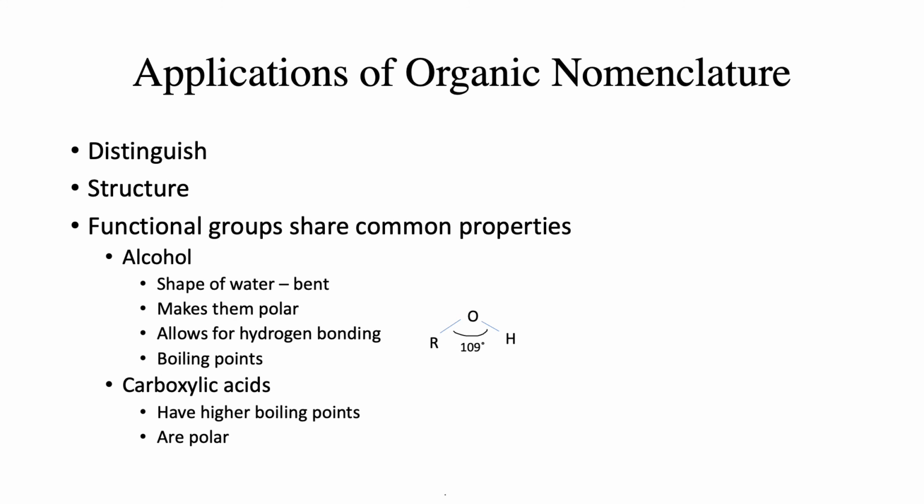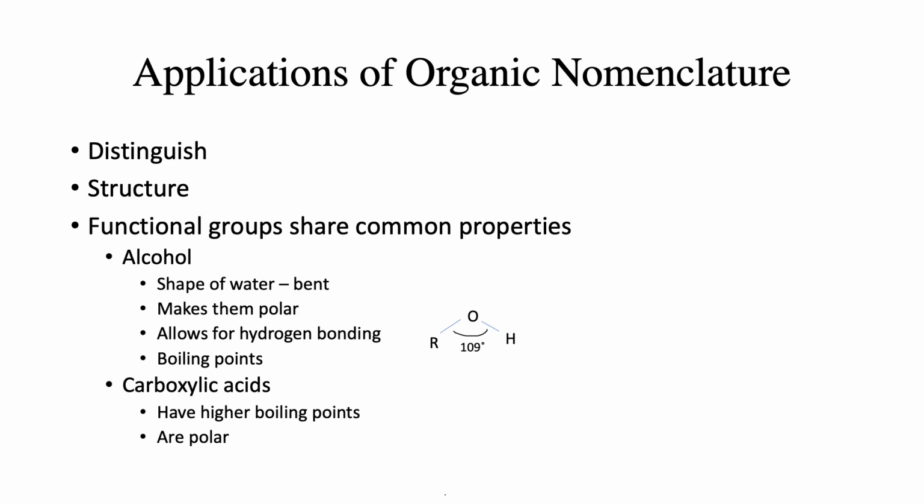Okay, so applications of organic nomenclature. Evidently they help you distinguish between different types of compounds, as coming up with a common name for each would just be impossible. Also these common names don't really tell you anything about the structure, whereas our IUPAC system tells you the structure of the compound and specifies the functional groups. And this is particularly important because knowing these functional groups gives you an idea of how the compound is going to react, because functional groups share common properties.